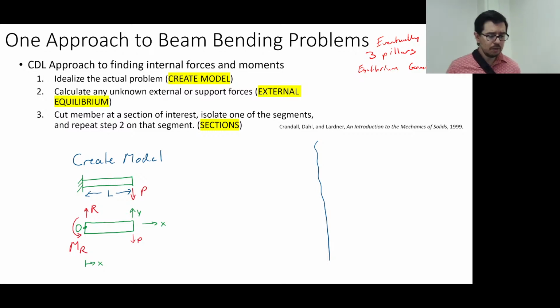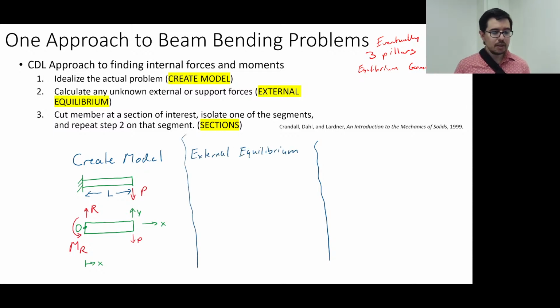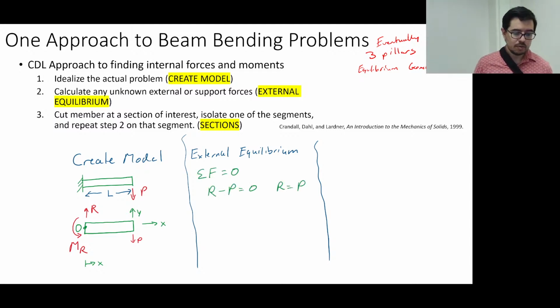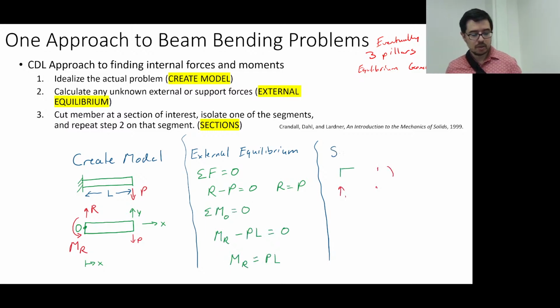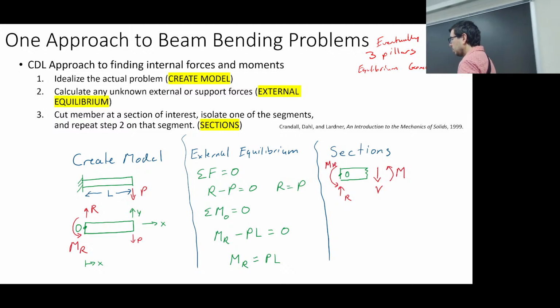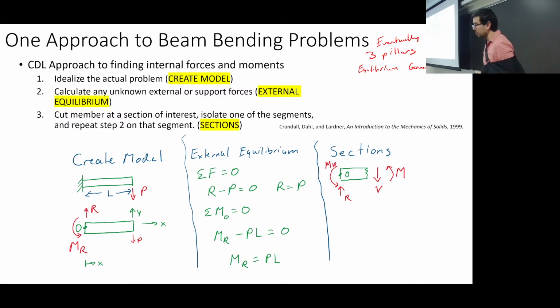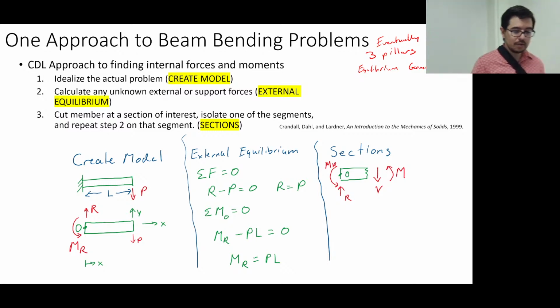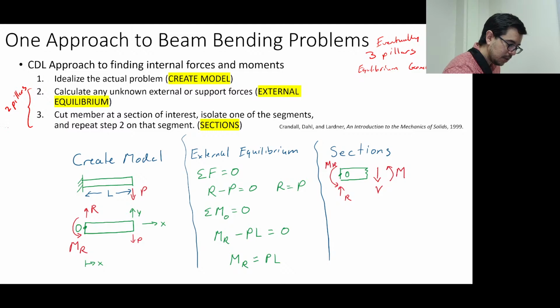So we create a model. These are another kind of three sections. We do external equilibrium, and then we do internal equilibrium, like this. I'm sorry, I was getting too excited about the other three pillars, but these were the two pillars, shall we say, of equilibrium.